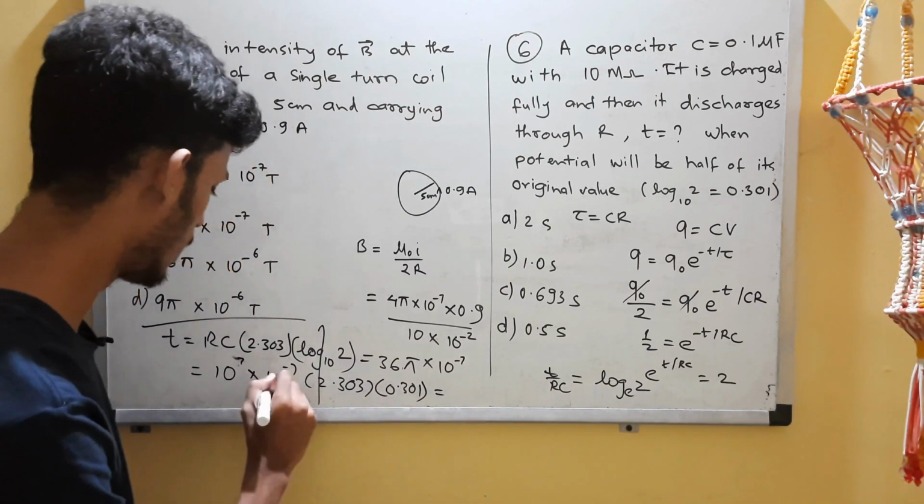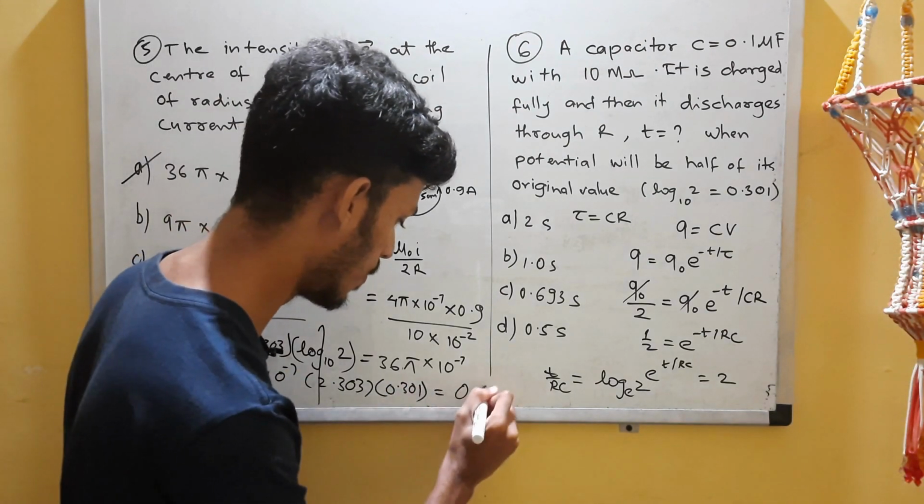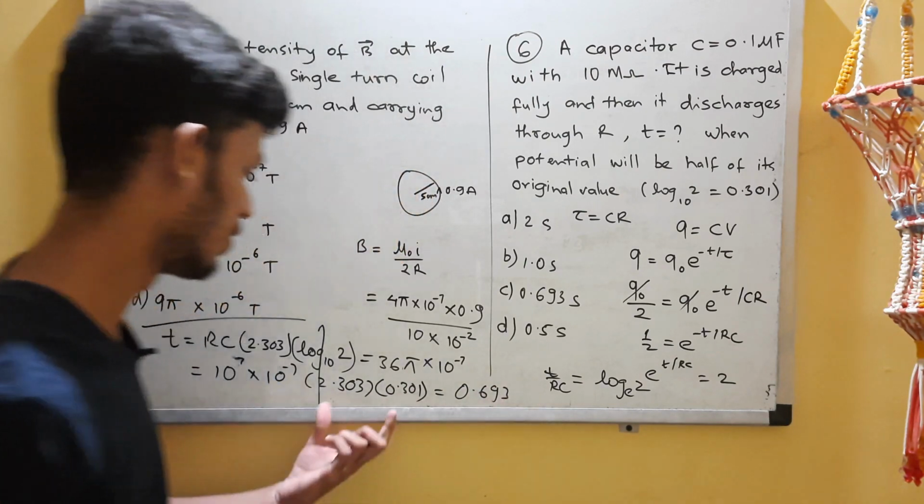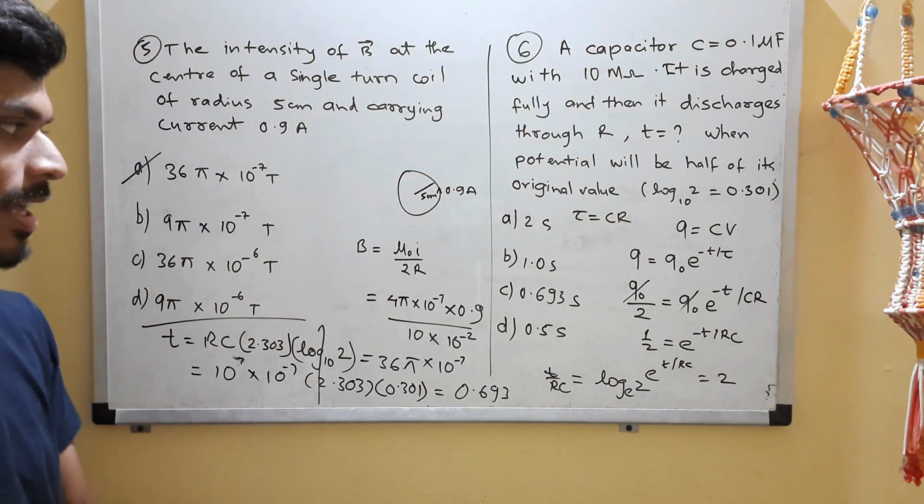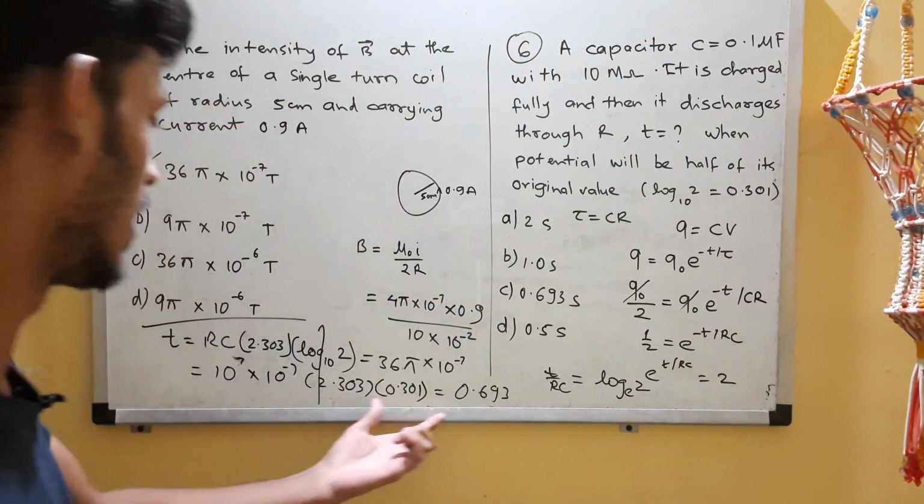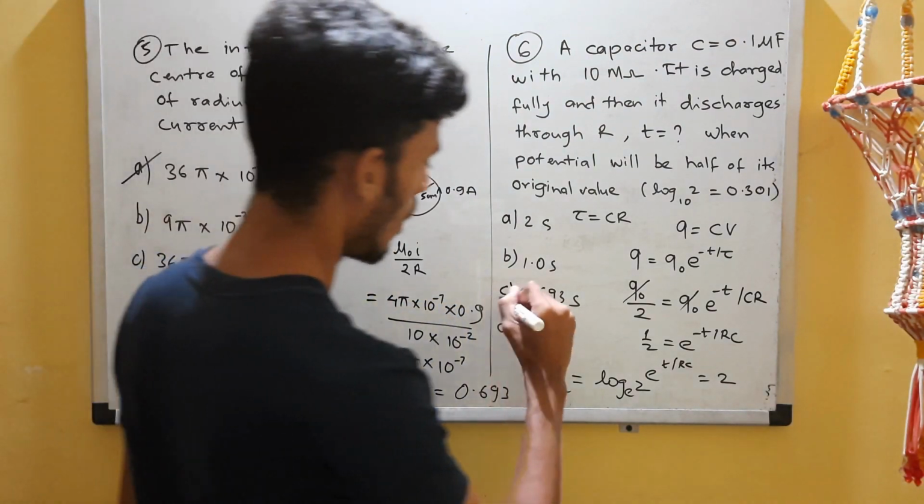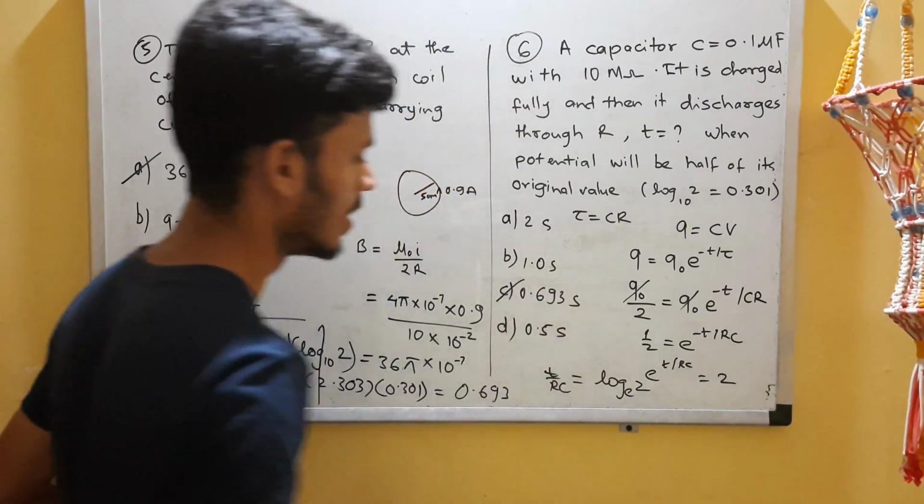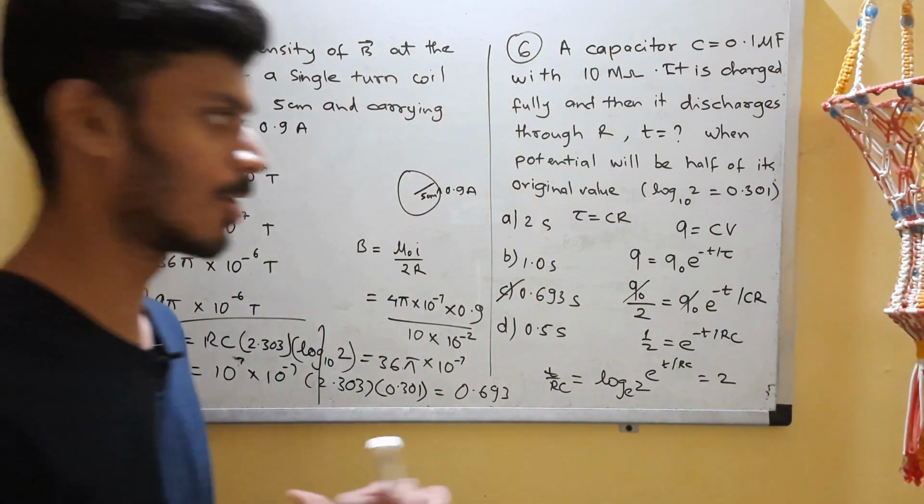The answer over here will be, these two things will cancel, 0.693. I know this multiplied by this is 0.693. Basically, you do it in one of the derivations, I think half-life. You multiply these two things and the answer is 0.693. So option C, 0.693, is the correct choice over here.